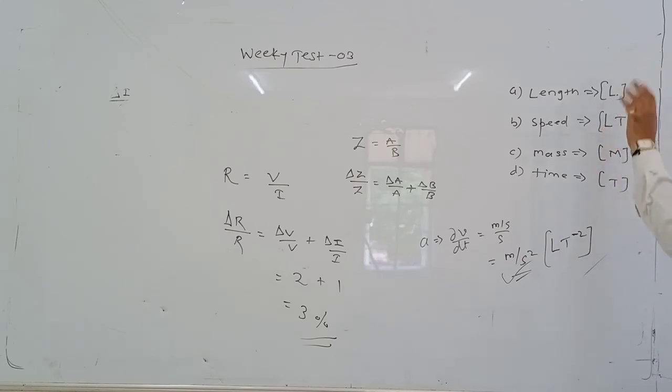L is independent. M is independent, T is independent, but speed is not independent.